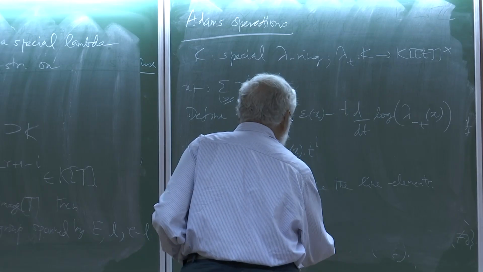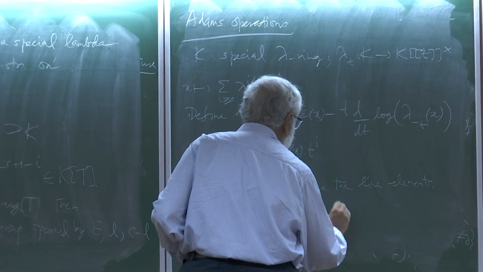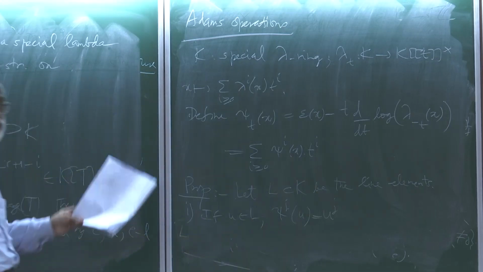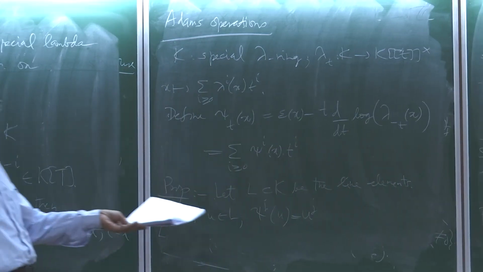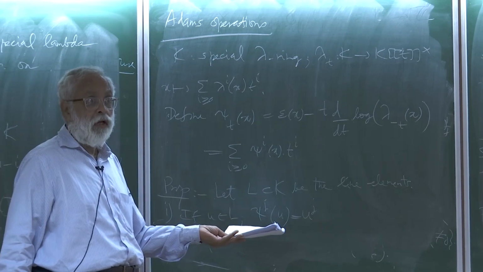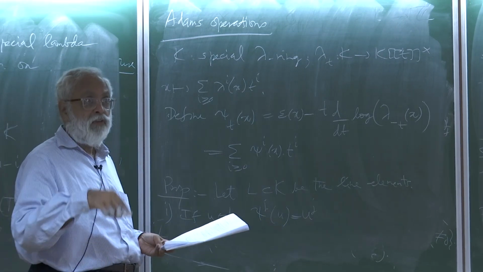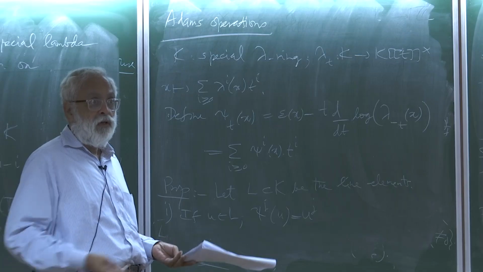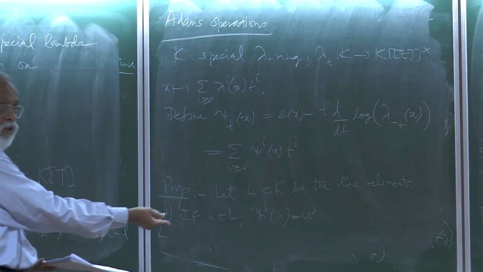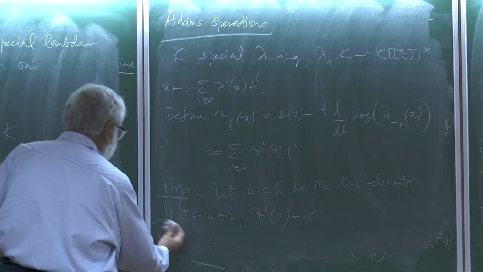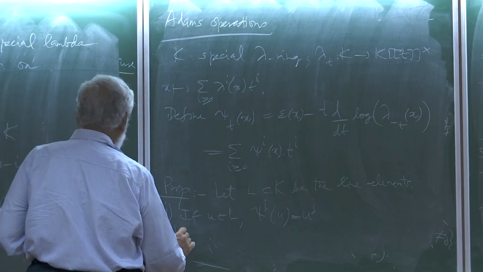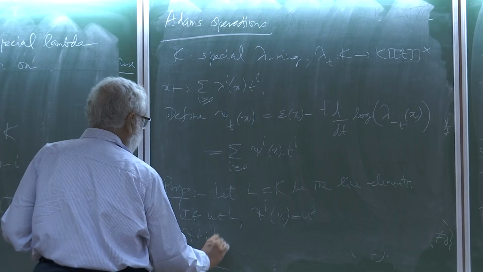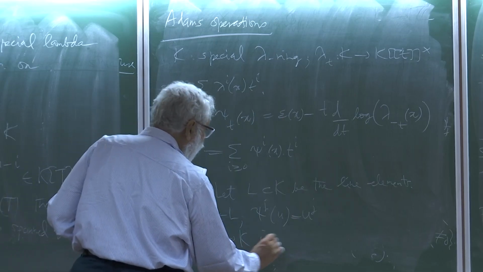Right, psi^j of u is just u to the j. On the line elements, this new operation is just raising to the jth power. Exterior operations, by the way, are trivial on line elements. Lambda^1 is the element, lambda^i is 0. So this is certainly a new operation. Two, psi^j from K to K is a ring homomorphism.